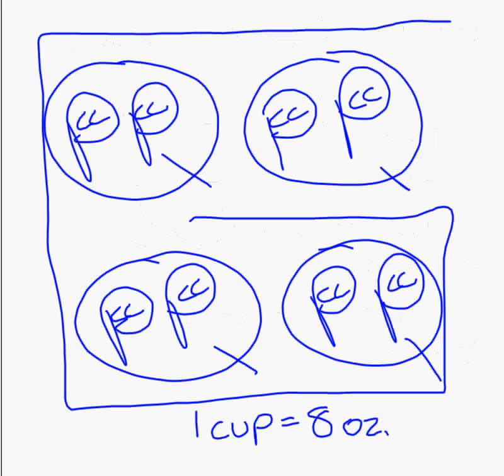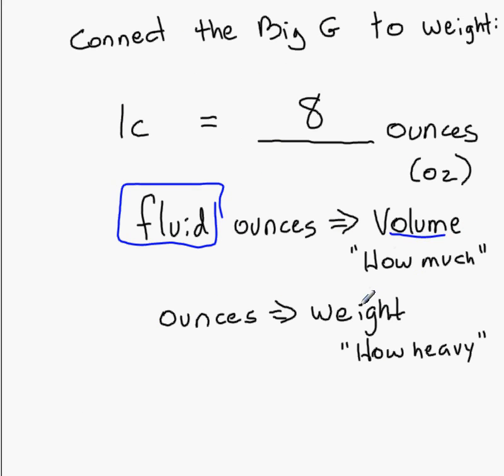So in this chapter, use the big G to help you get through the conversions. And remember that we're talking about not just volume, but also weight. And that will help you get through all of the parts of the journal.